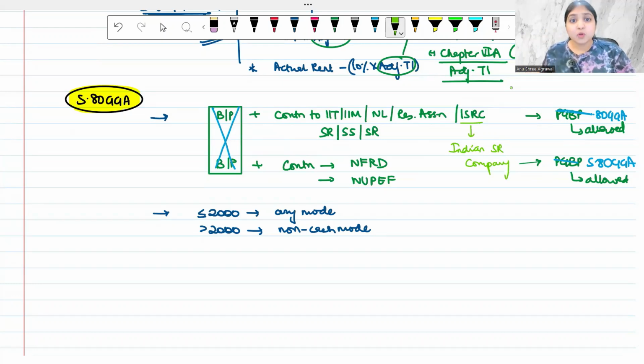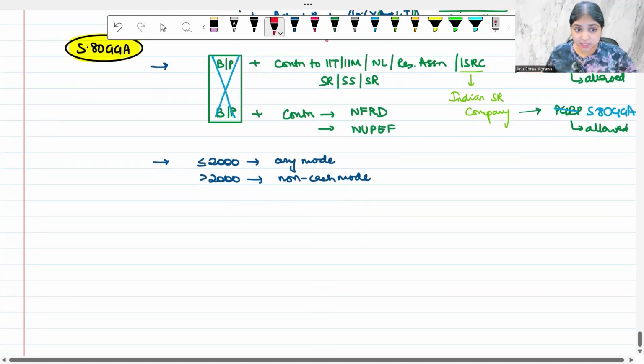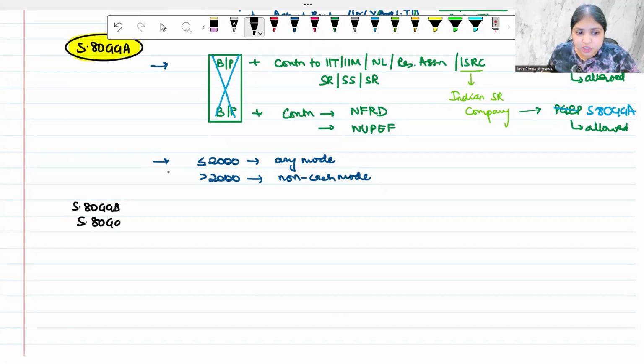Basically, any company whose main objective is doing scientific research. All right. An Indian company whose main objective is doing scientific research. So this was Section 80GGA. And finally, you have two interconnected sections, Section 80GGB and Section 80GGC.